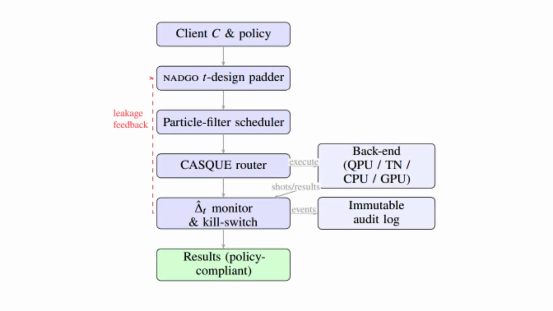The NADGO enforcement pipeline operates directly in the orchestration loop. First, dummy unitary padding locks the execution cadence. Second, a particle filter adds queue-aware jitter to hide timing patterns. Third, the cask router balances fidelity and leakage risk when choosing a backend. Fourth, the leakage monitor enforces a dual threshold: continue when safe, reschedule when close to budget, and abort if the kill threshold is passed. Finally, all actions are recorded in a hash-chained audit log for accountability.